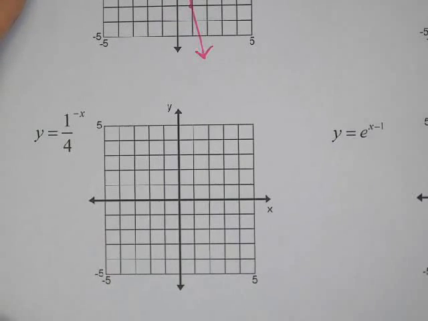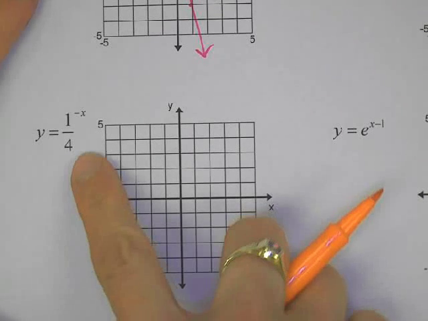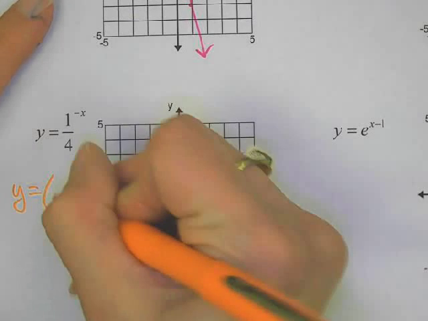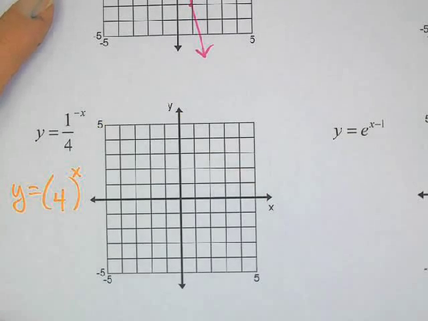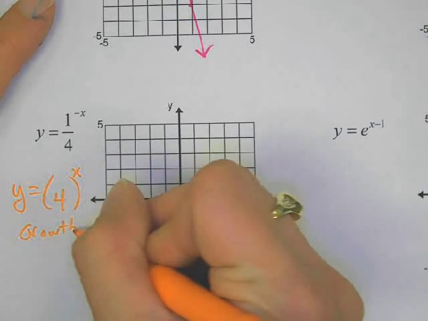Okay, let's go take a look at the third one here. 1/4 to the negative x power. Let's go ahead and simplify that one as well. I'm going to take 1/4 and make it be a 4 to the power of x. And so this is going to be exponential growth.